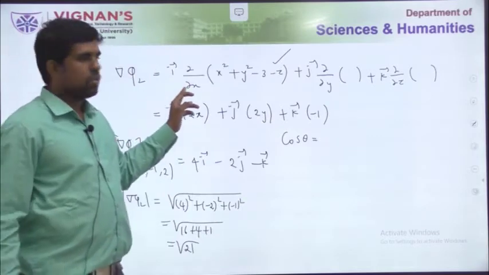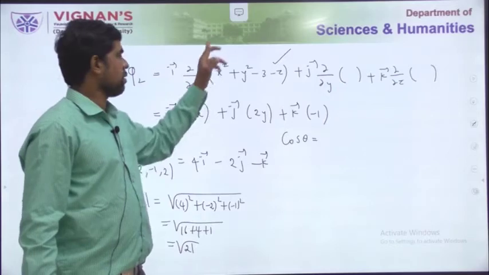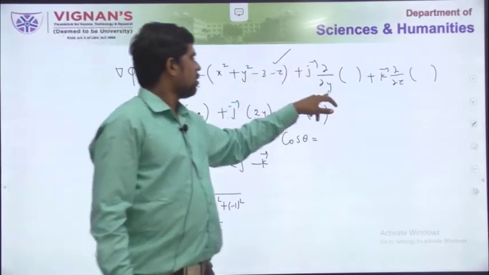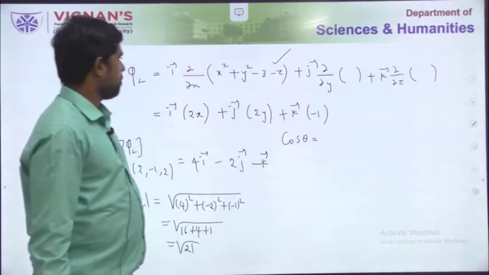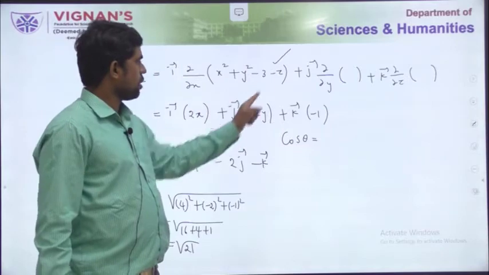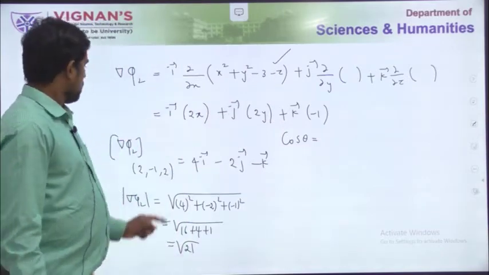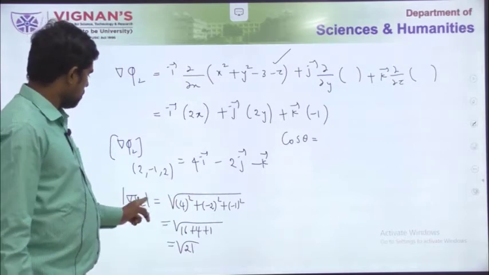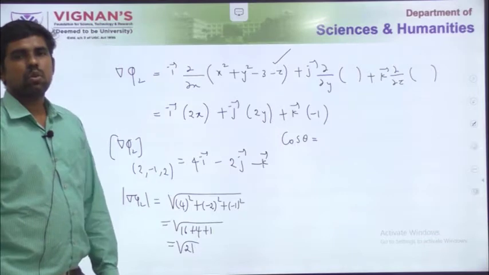Similarly, del phi 2, by using the same definition: i vector into dou by dou x of surface 2, j vector into dou by dou y of surface 2, and plus k vector into dou by dou z of surface 2. Then differentiate partially with respect to x, y and z, and you will get this at this point. Then modulus of del phi 2, you will get the answer square root of 21.